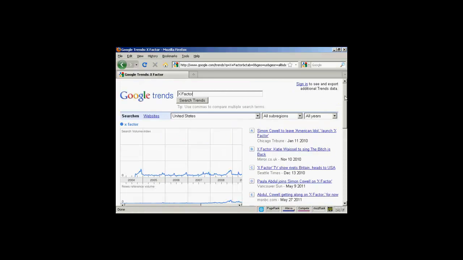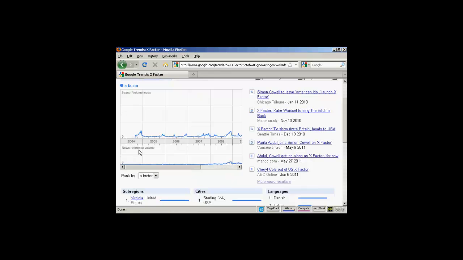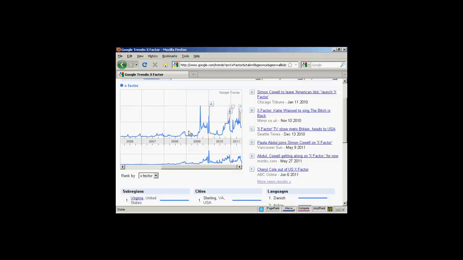you can see that the search volume and the news reference is pretty flat up until around 2009, when Simon Cowell announced that he was going to be leaving American Idol to concentrate on bringing the X Factor to the US. And then you've got other peaks when further announcements were made. You can see here there were more news stories being written, and then you've got the various peaks as the show starts to take off and so on.